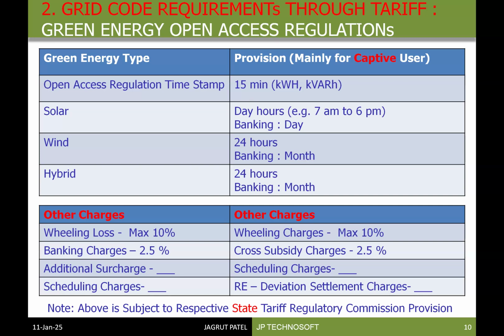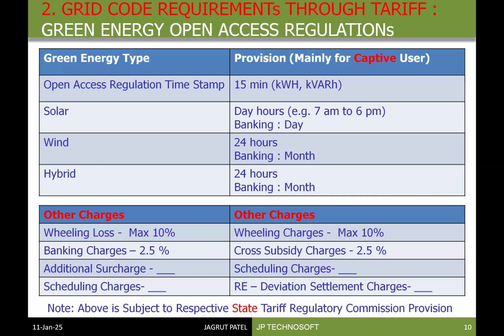For solar, from 7 a.m. to 6 p.m. is the time which is kept for solar type of power plants. Wind is 24 hours because it gives energy throughout the day. Hybrids, hybrid has different variations like 70% wind, 30% solar. So it depends upon the type of hybrid plant, but more or less they have given it for the 24 hours. Banking periods are different. So banking for solar is a day, and for wind and hybrid, they have kept it for the month.